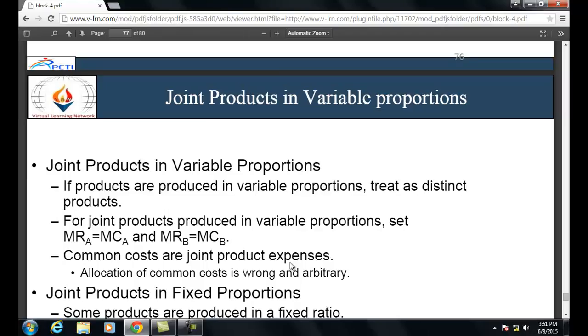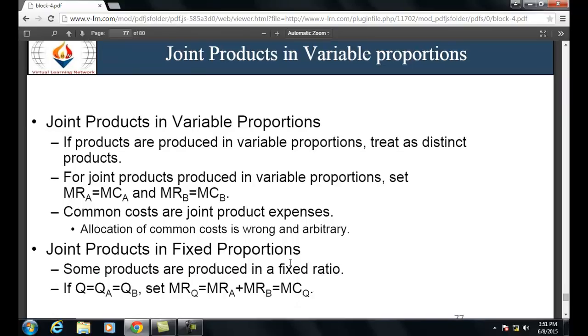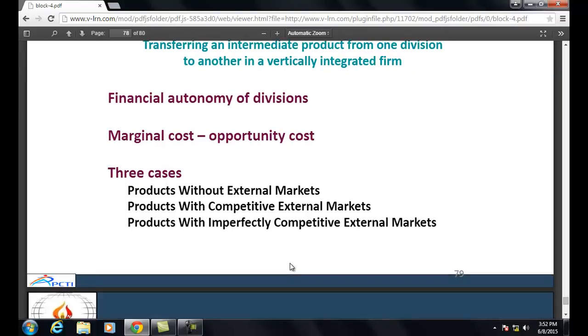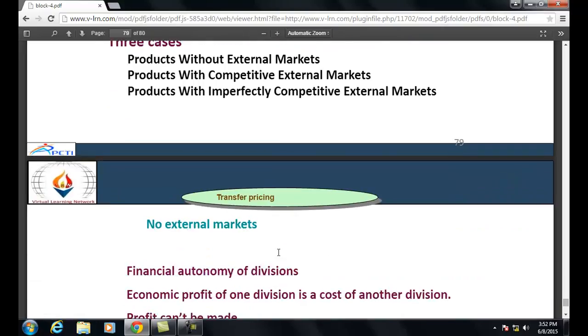Joint products in fixed proportion. Some products are produced in fixed ratios. If Q equals QA equals QB, set MRQ equal to MRA plus MRB equal to MCQ. Transfer pricing: transferring an intermediate product from one division to another in a vertically integrated firm. Financial autonomy of divisions, marginal cost minus opportunity cost. Three cases: product without external market, product with competitive external market, product with imperfect competitive external market.